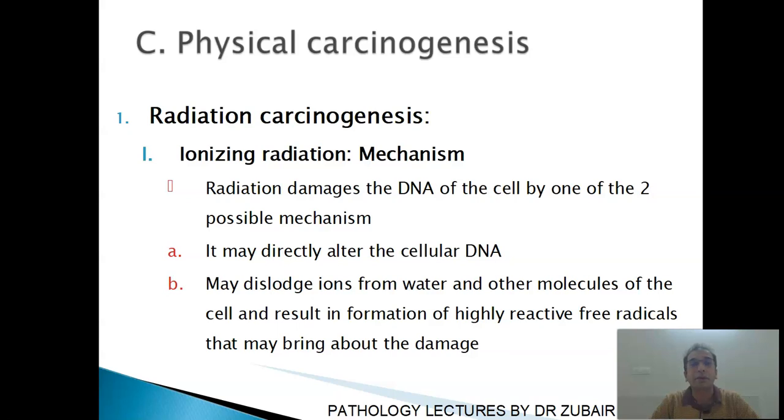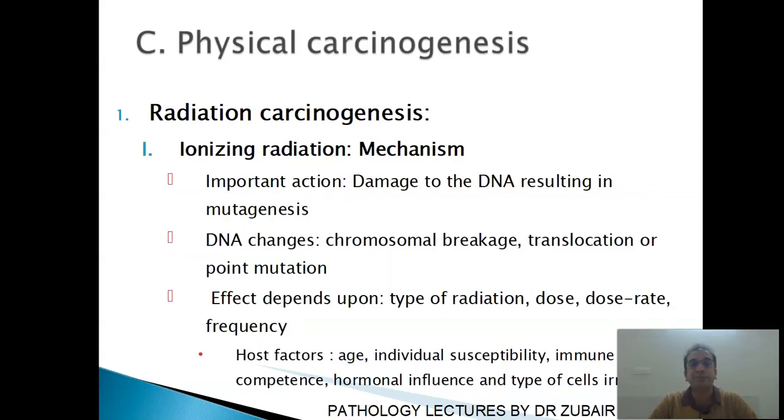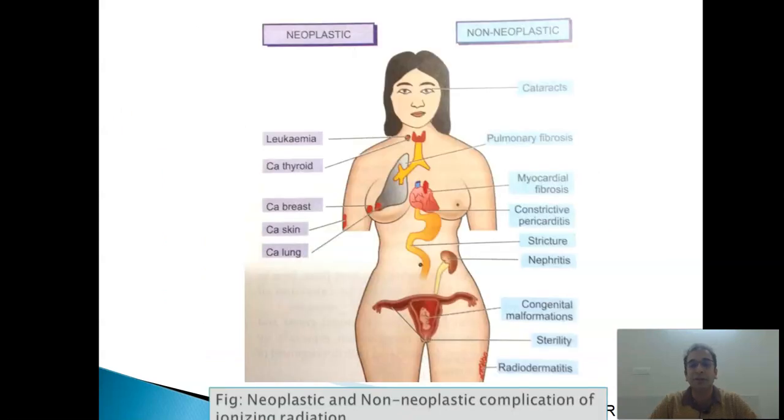And what about the other things? Radiation damages the DNA by one of two mechanisms. It can directly alter the cellular DNA, or it can dislodge ions from water and other molecules, resulting in highly reactive free radicals that bring about the damage. Then there is damage to the DNA resulting in mutagenesis, chromosomal breakage, translocation and point mutations, and it depends on the type, dose, and dose rate frequency. Other factors to look into are the age, individual susceptibility, immune competence, hormonal influence, and types of cell irradiated.